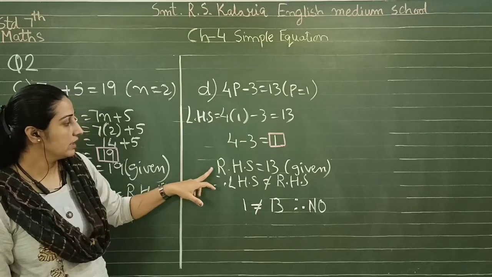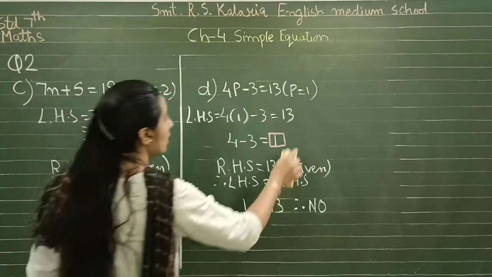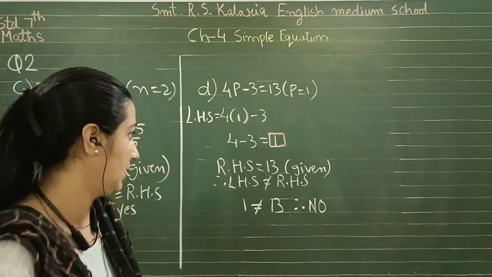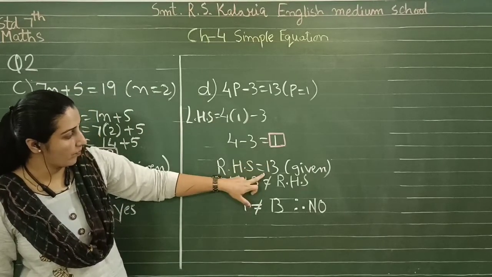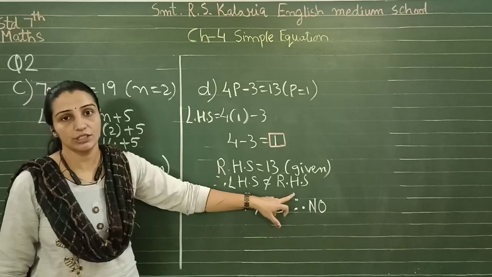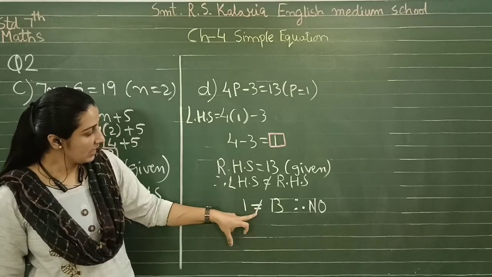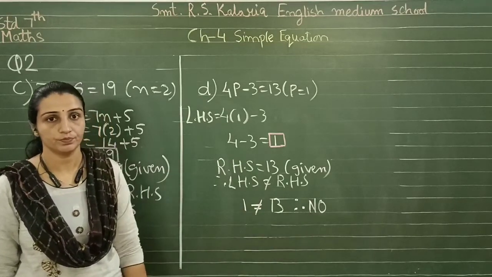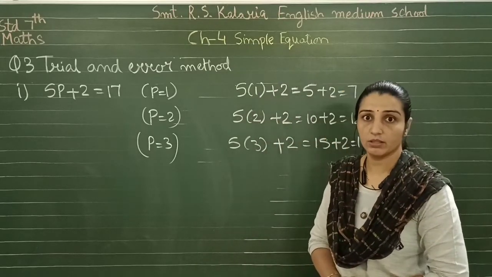So here the RHS is equals to 30. But what is the RHS given to us? 30. So this 30 and our answer do not match. Therefore, we can say that LHS is not equals to RHS. What is LHS? 1. 1 is not equal to 30. Therefore, no. Question 3. Solve the following by trial and error method.